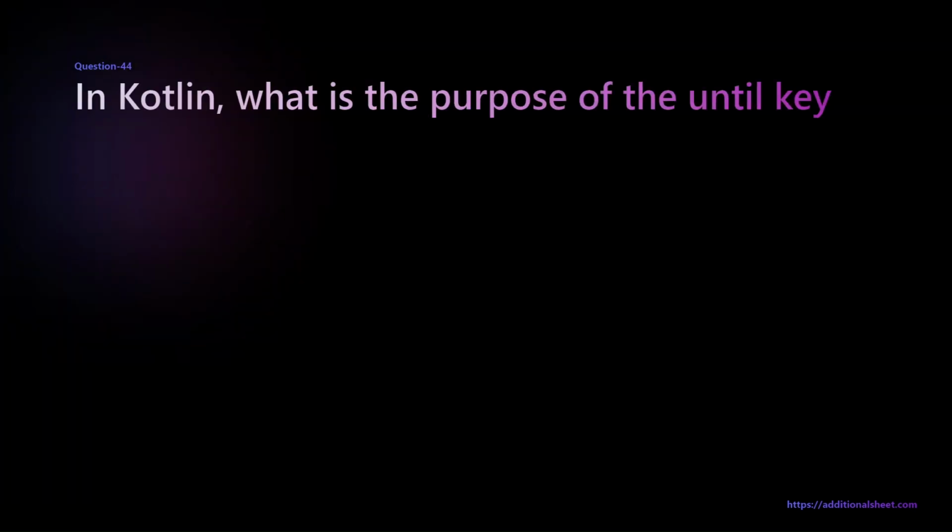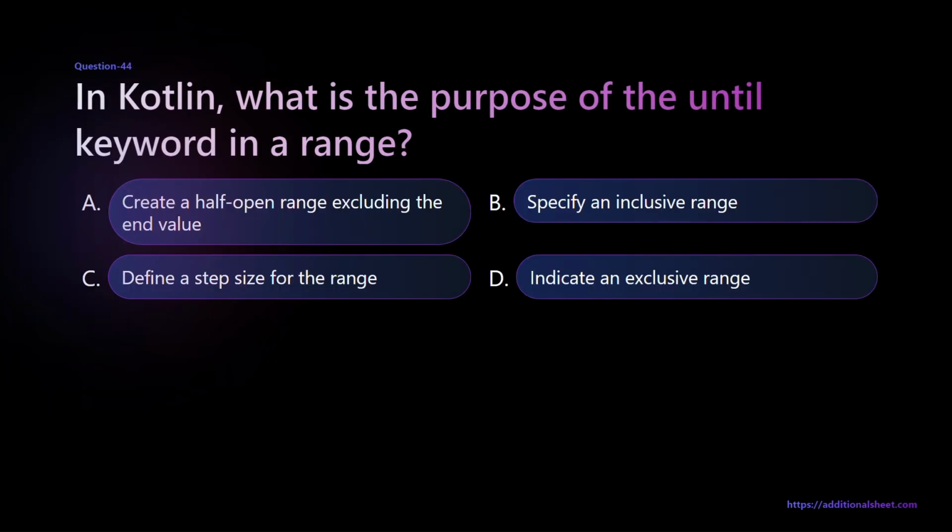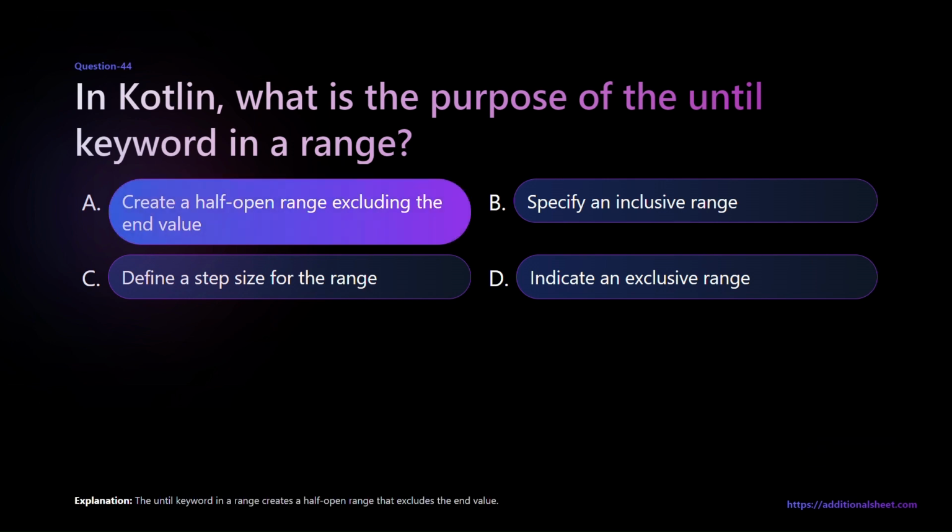In Kotlin, what is the purpose of the until keyword in a range? Option A, create a half-open range excluding the end value. Option B, specify an inclusive range. Option C, define a step size for the range. Option D, indicate an exclusive range. The correct answer is option A, create a half-open range excluding the end value.